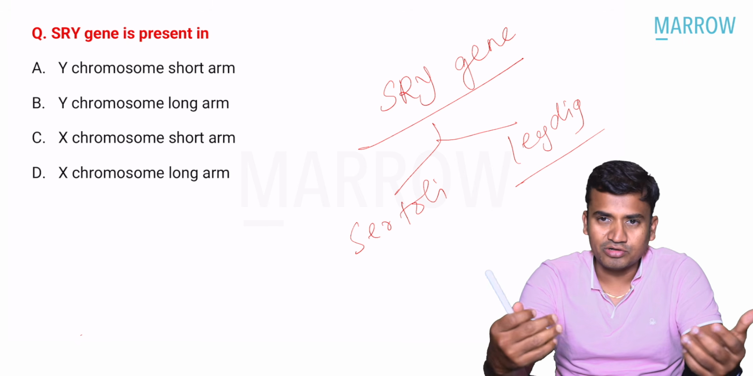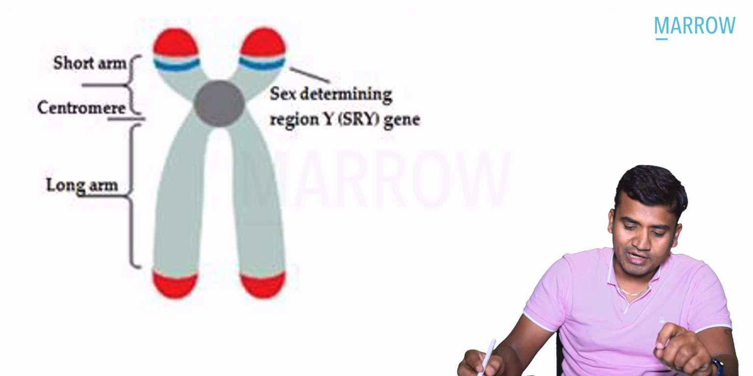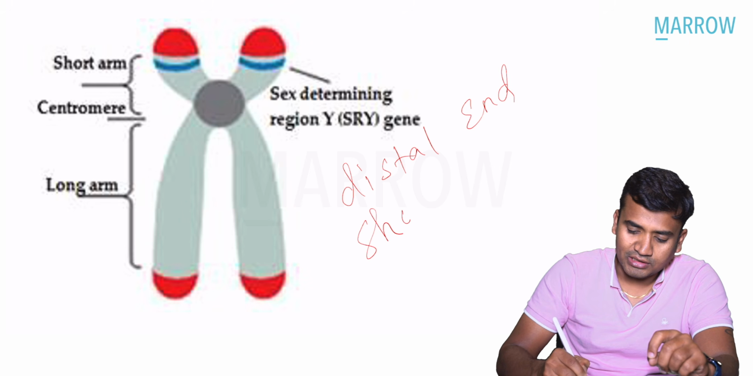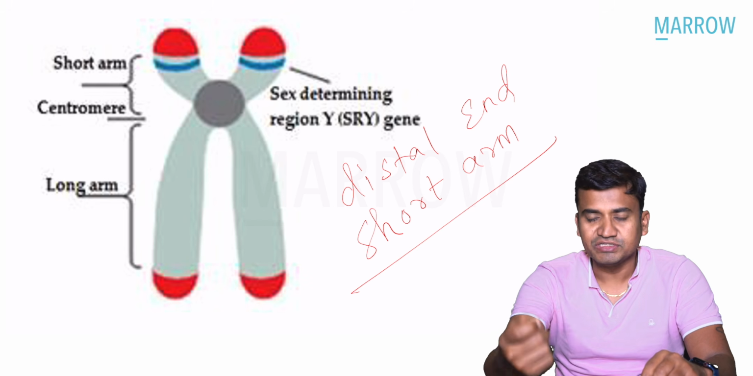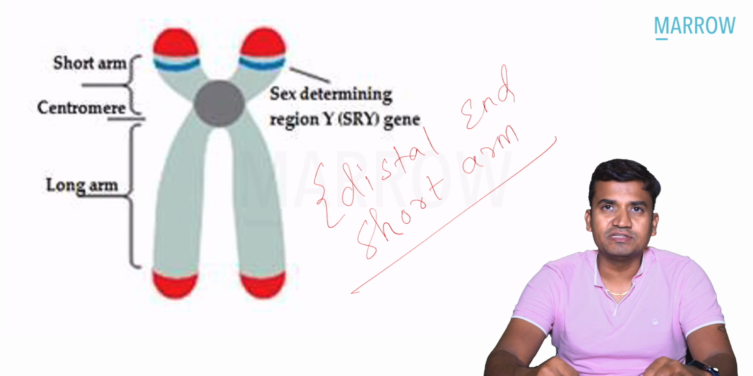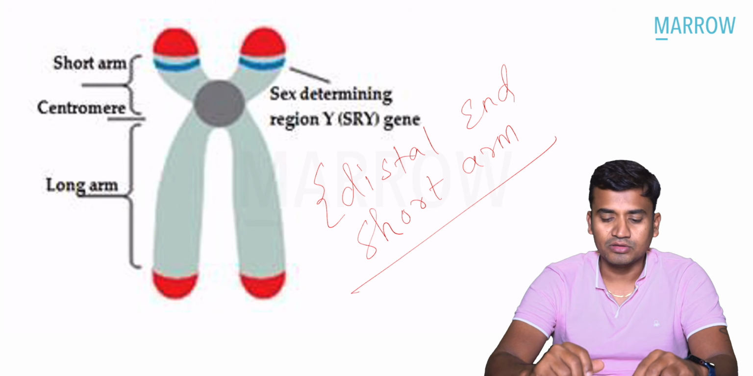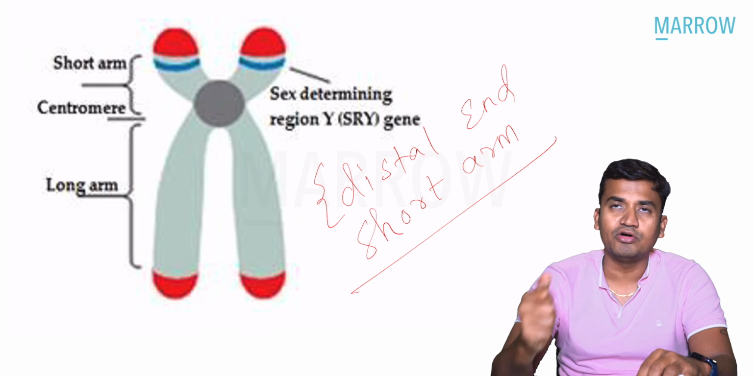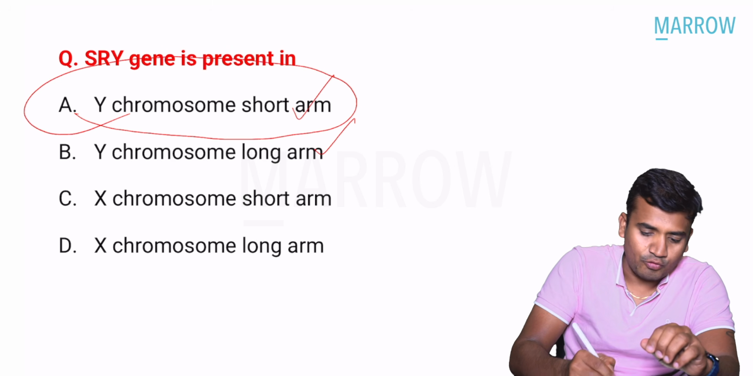Now the question is not about their stimulation. The question is the location of the SRY gene. Please remember, the SRY gene is located in the distal end of the short arm of the Y chromosome. Luckily, in the question they didn't mention distal or proximal. But next time they will twist this question with proximal end and distal end, long arm and short arm. So please remember the SRY gene is located in the distal end of the short arm of the Y chromosome. So the answer is the Y chromosome, the short arm.